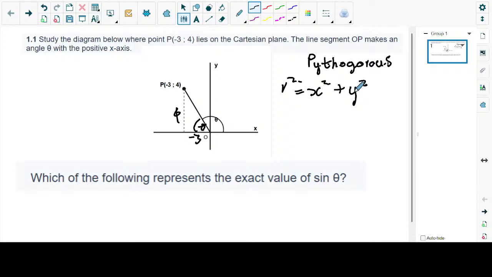Okay, so we have r squared equal to x squared plus y squared. What are you going to substitute for x squared? I'm going to substitute the minus 3, put it inside the bracket, squared, plus y squared, which is open bracket, the 4, close bracket, squared.